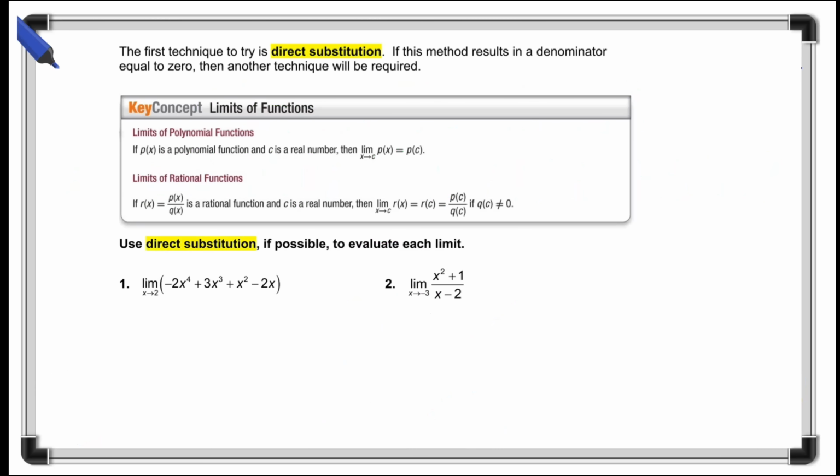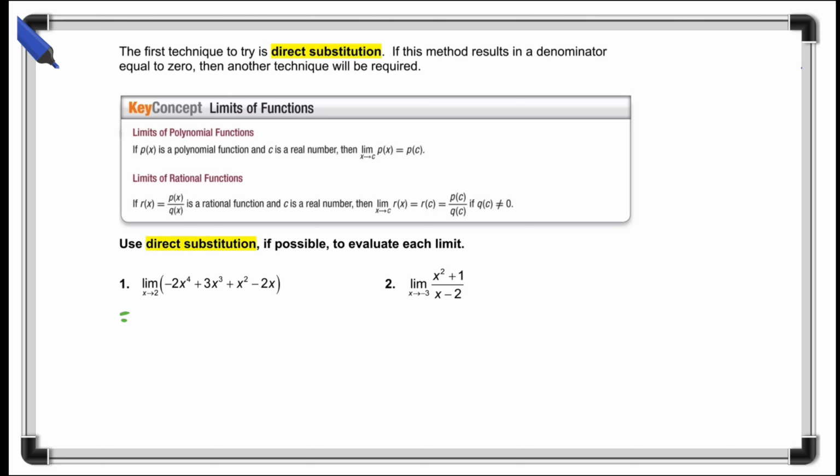The first technique is to try direct substitution. Now, if this method happens to result in a denominator that is equal to 0, then we'll use a different technique. So the first thing we always want to do is try to use direct substitution. We're just going to take whatever our value is and substitute that in for all of our x's.